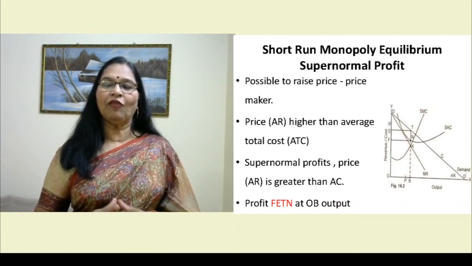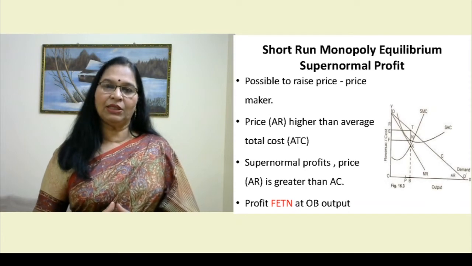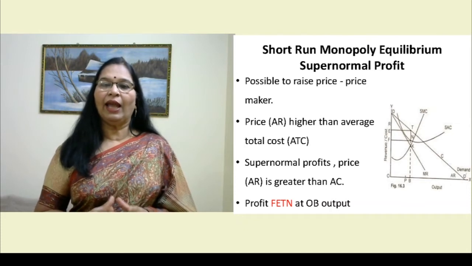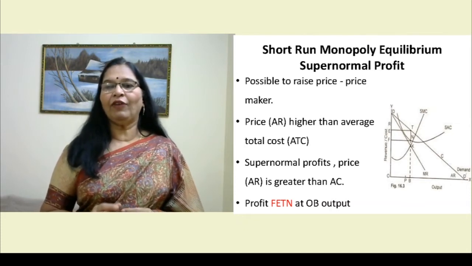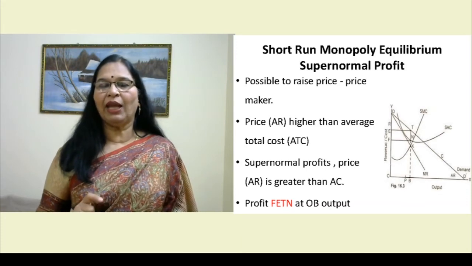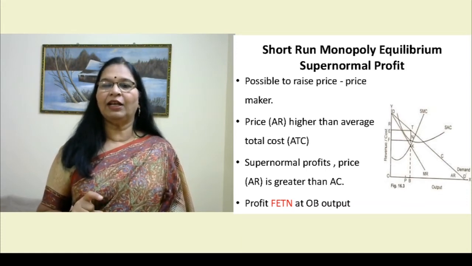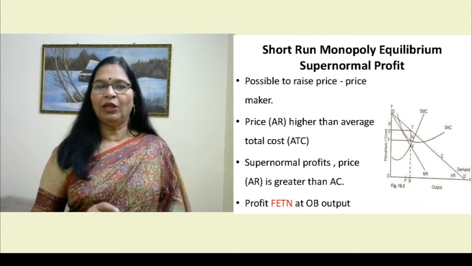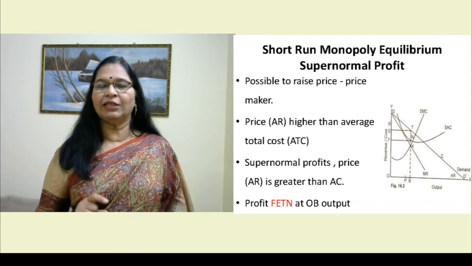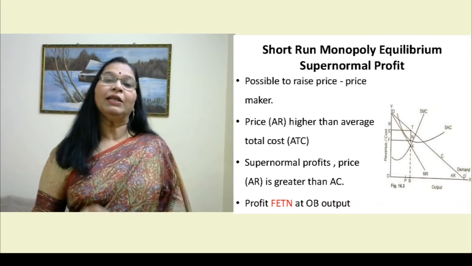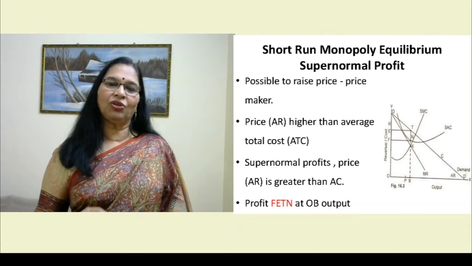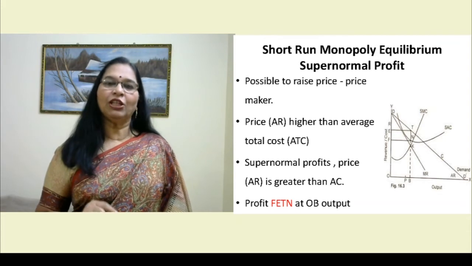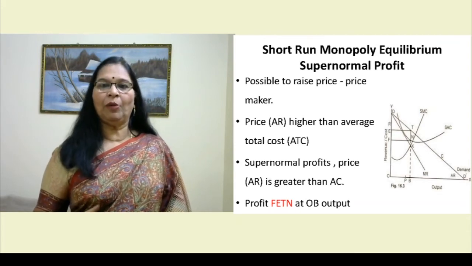So the profit area for this particular quantity OB, like how we have done in the perfect market, the area is FETN. So FETN is the difference between AR and AC curve for 1 unit multiplied by the total unit, that is OB. So FETN is the total profit for the firm, simply because the average cost curve is below the average revenue curve. So the firm in the short run can make supernormal profit.